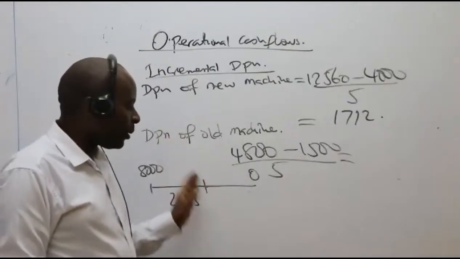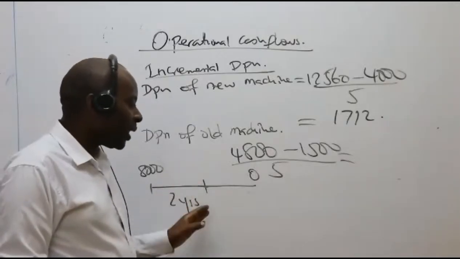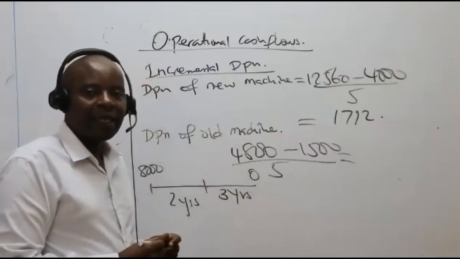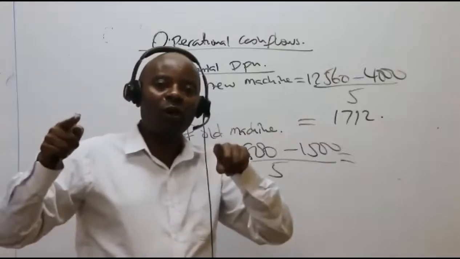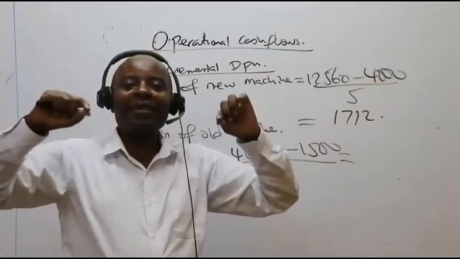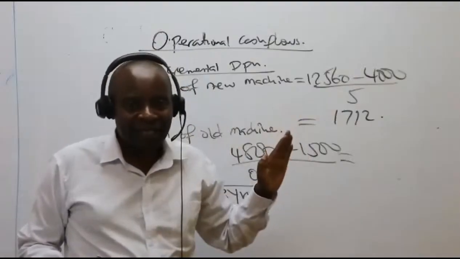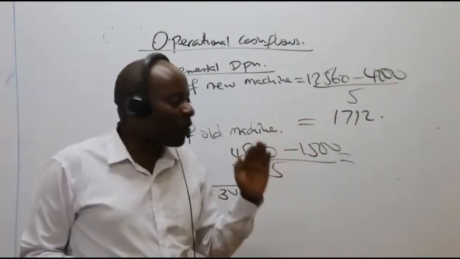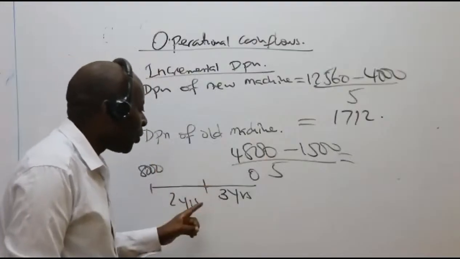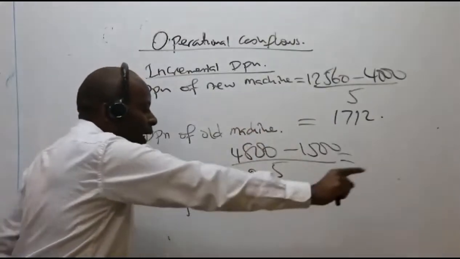Ladies and gentlemen, listen, because the number of years left here are how many? 3 years, which are not identical to the number of years of the new machine. The remaining period for the two machines must be identical. So the old machine's period is 3 years instead of 5 years. We are to get a way of elongating it.